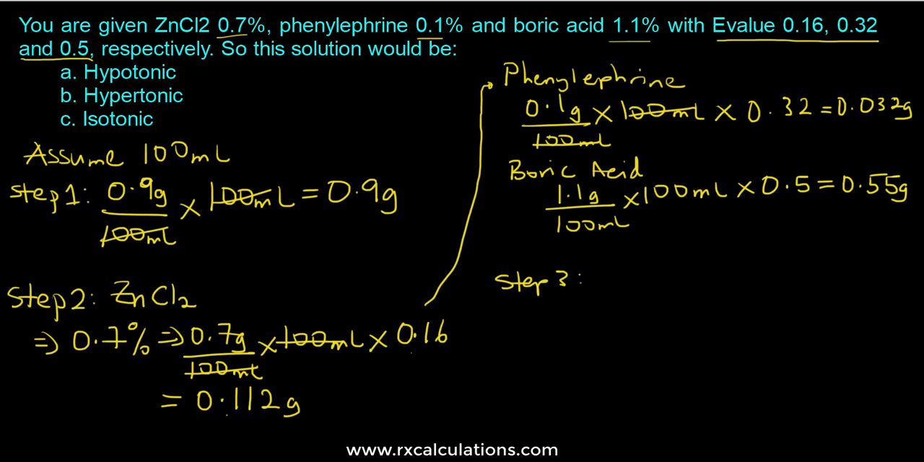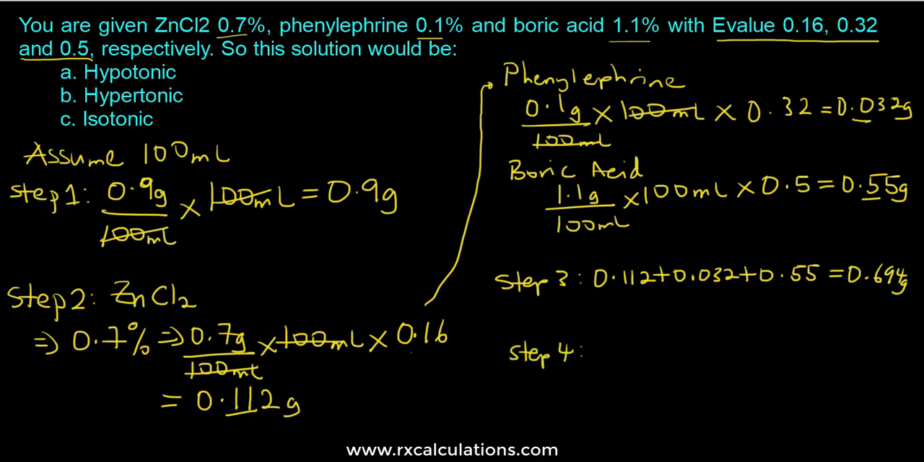All right. So the next step, which we can call step three, is we need to add up all of these quantities, because that will give us the total amount of sodium chloride equivalent contributed by all these three ingredients. And then we'll compare what we get with the 0.9 that we determined in step one. So we now have 0.112 plus 0.032 plus 0.55. And that should give us 0.694 grams.